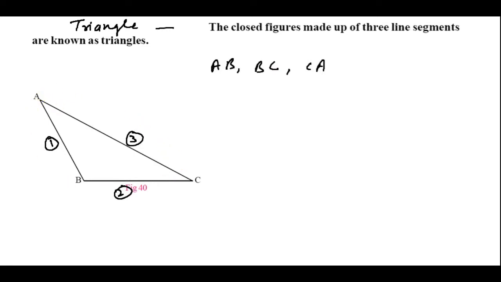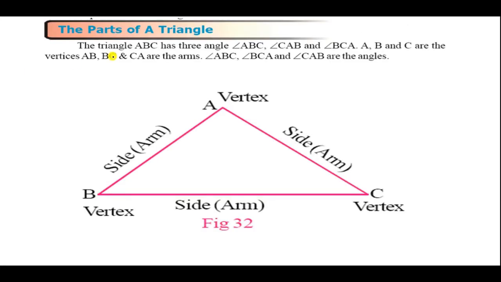You can see here the parts of a triangle. There is a vertex where two lines intersect each other, that is the vertex. A is the vertex, and the sides are the arms. This is your first vertex, this is your second vertex, and this is your third vertex. And the arms: this is your first side, this is your second side, and this is your third side.